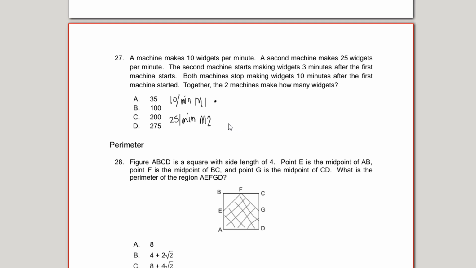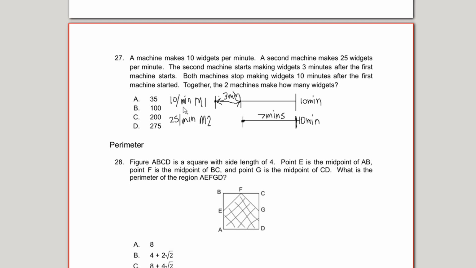And it starts 3 minutes after. So we're going to say this is 3 minutes from here to here. We have a 3-minute time period. And they're both going to stop at 10 minutes from the start of the first one. So this is at 10 minutes, which means how long has this been going? 10 minus 3. This one has been going 7 minutes here. But they both stop at 10 minutes. And we want to know how many they've been making in this time period.